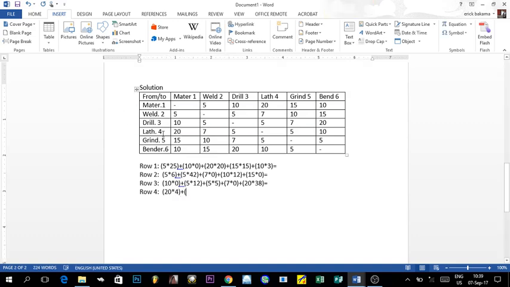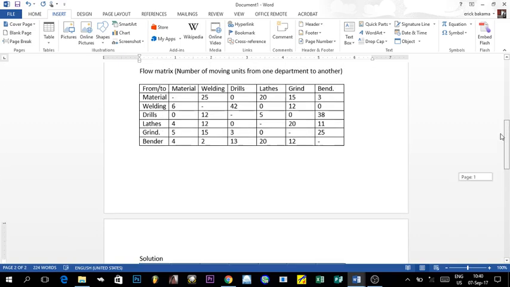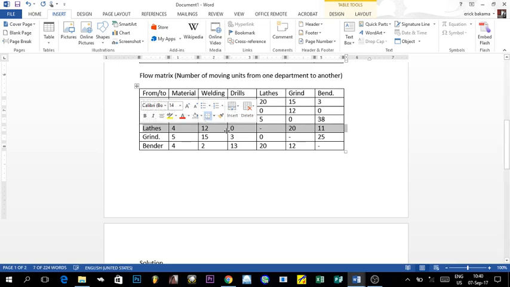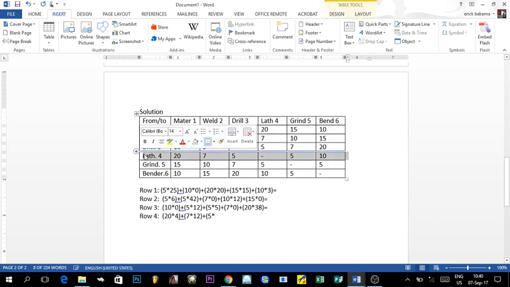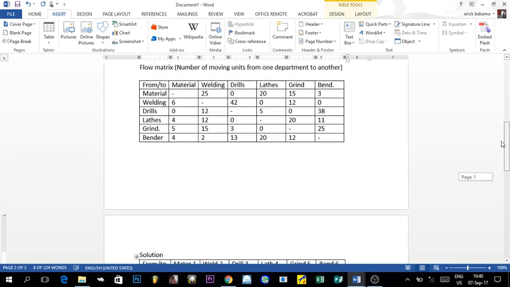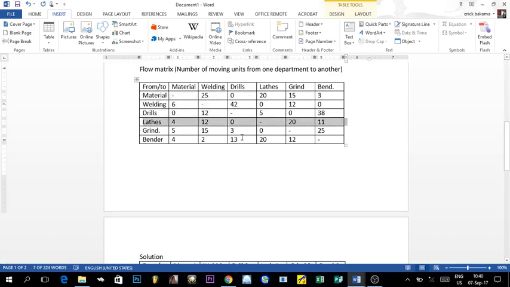Plus, now what is the distance between room 4 and room 2, which is the lathe and welding? Now we have 7. And then lathe and welding, how many units are moving? We have 12 units that are moving. So we have 12 here. Plus, you open a bracket, and then this one is room 3 and room 4, and room 4 and room 3. So we have 5. That is the distance. The units that move from the lathe to the drill. Go back and we check lathe here and the drill. We have 0.